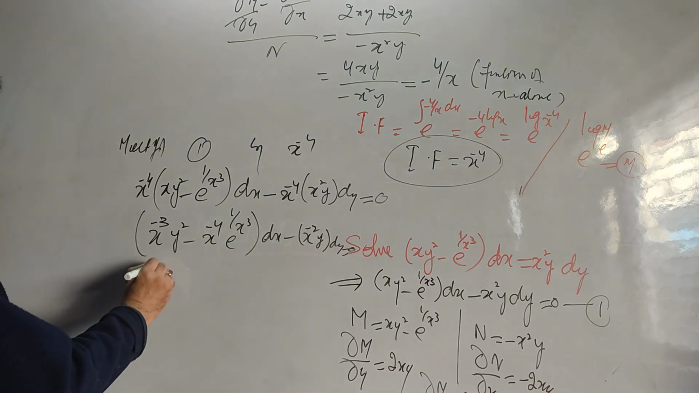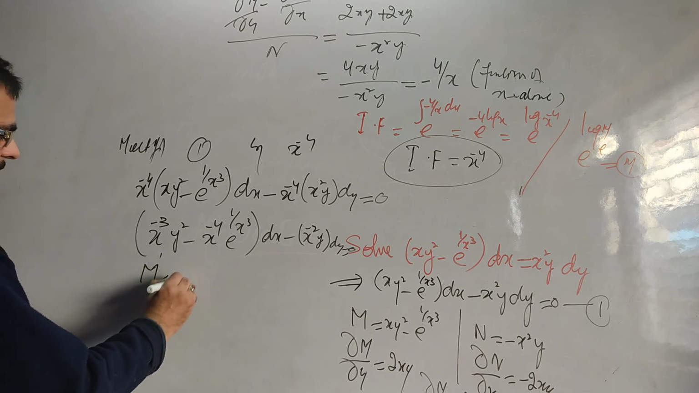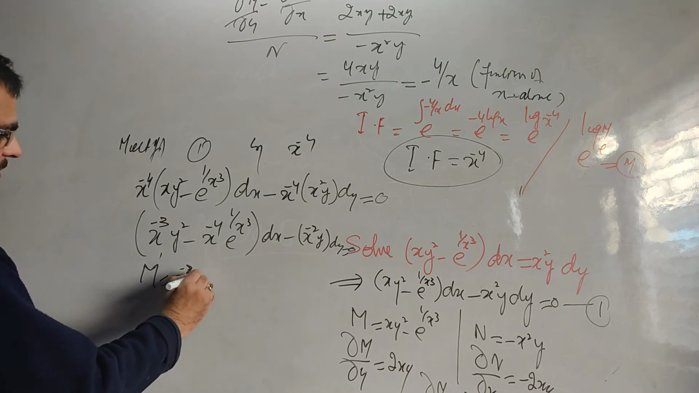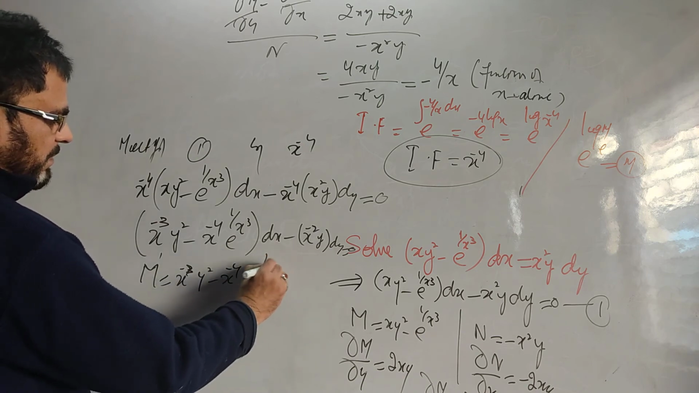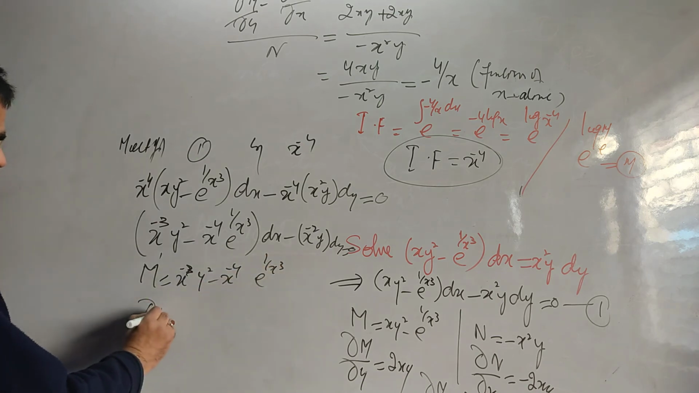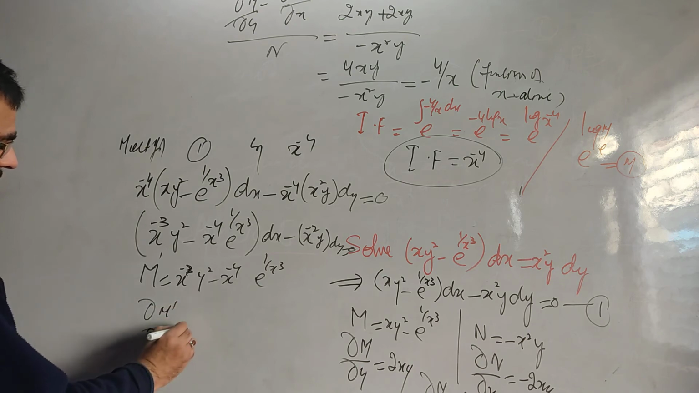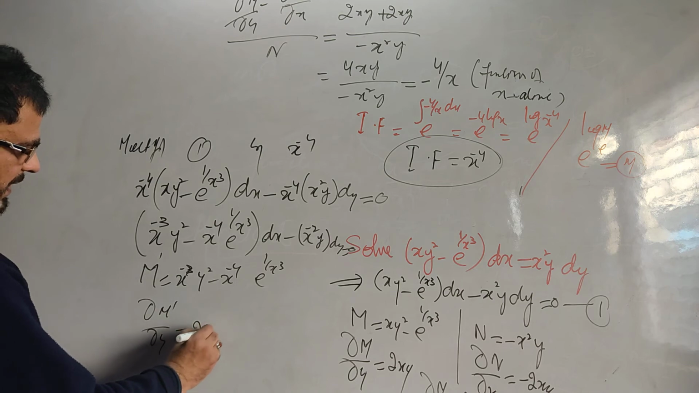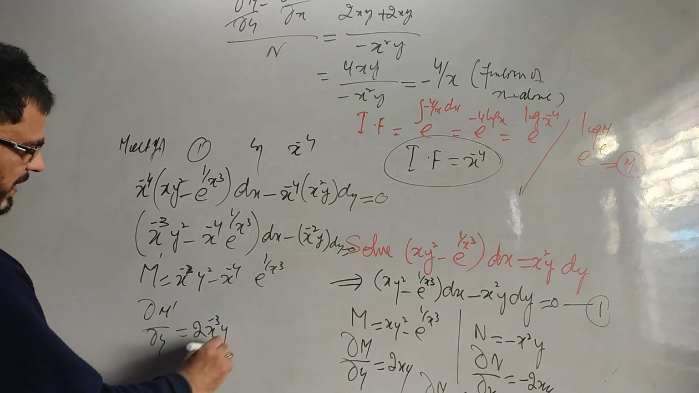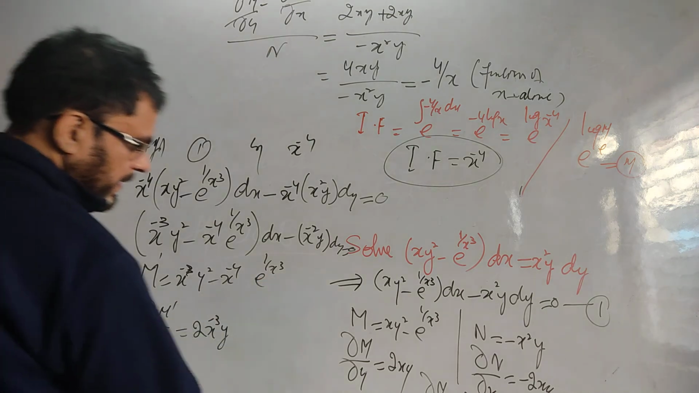What is your M dash here? Your M dash will be x raised to power minus 3 y square minus x raised to power minus 4 e raised to power 1 by x cube. What is the partial of M dash with respect to y? This is 2 x raised to power minus 3 y.